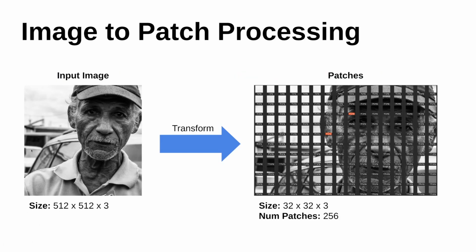Now we come to one of the essential parts when you work with transformers for computer vision: how to transform the image to patches. So you can see we have this input image. Now we need to transform it into patches. Here you can see individual patches, and if you zoom in a little, you can see each patch has its own name. This is the size of our original image, and we have converted it to a patch size of 32 by 32, and according to the calculation we have 256 patches. So how do we do this processing? Let's study about it.